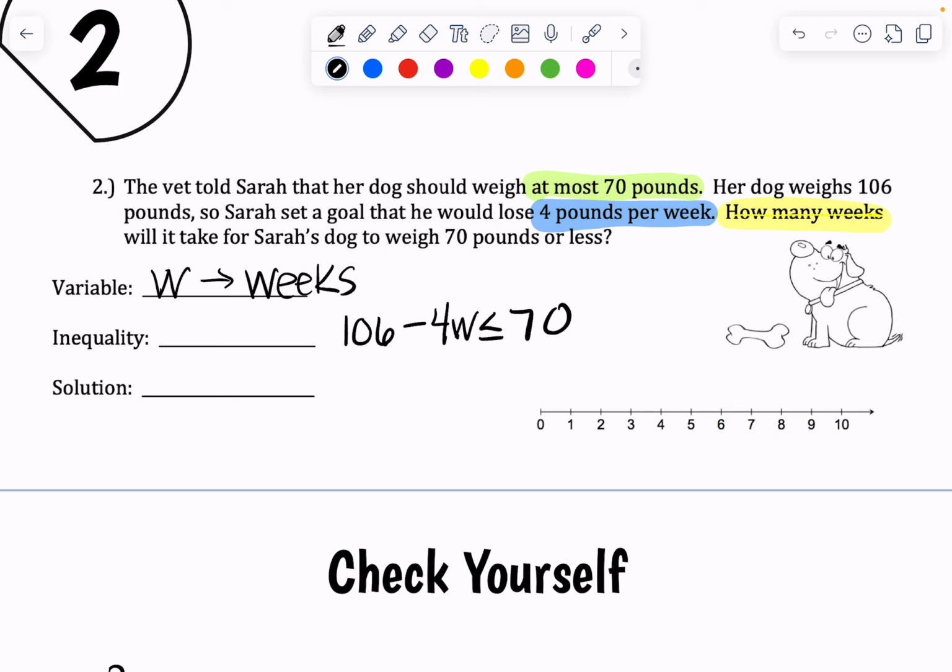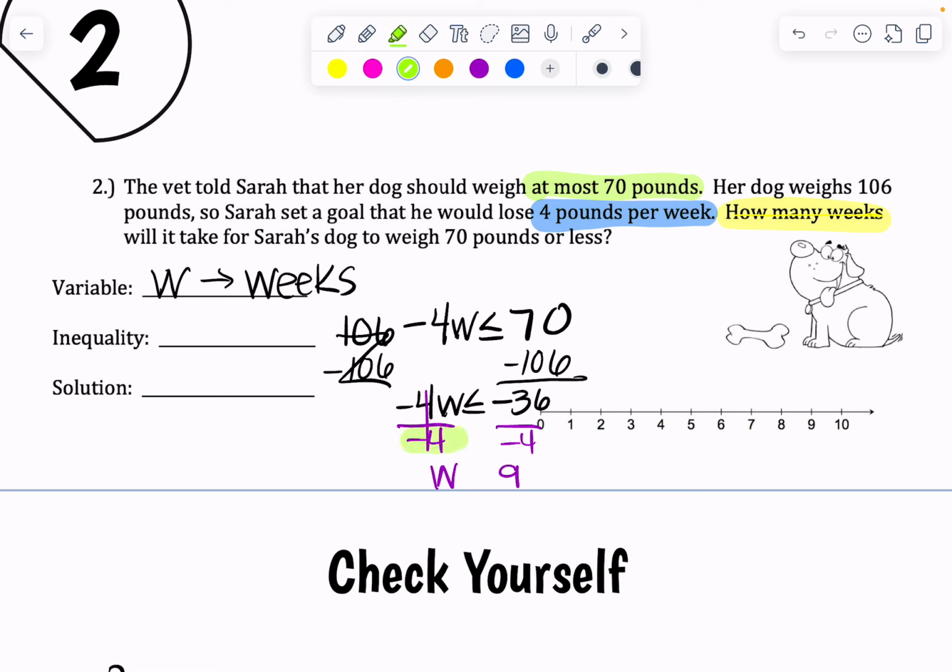And so when I go to solve this, I would first subtract my 106 from both sides. And I'm going to end up with negative 36 and negative 4W. So that zeroed out. And then I'm going to be dividing by negative 4. Divide by negative 4. I know negative 36 divided by negative 4 is positive 9. Over here, negative 4 divided by negative 4, 1's out. But then, because I divided by a negative, that also means I need to flip my inequality. So this one ends up being W is greater than or equal to 9.